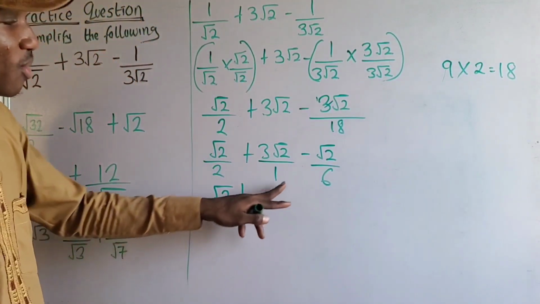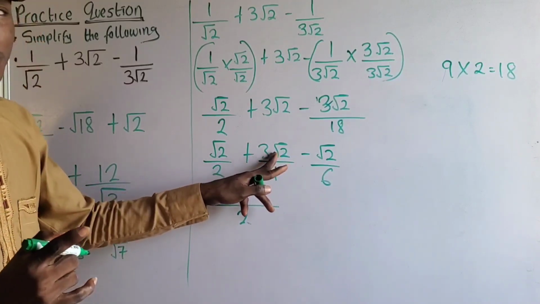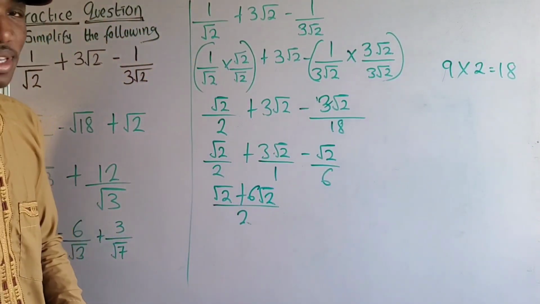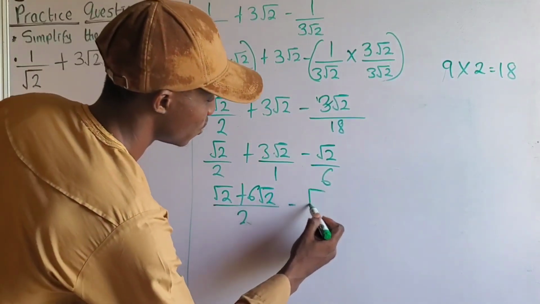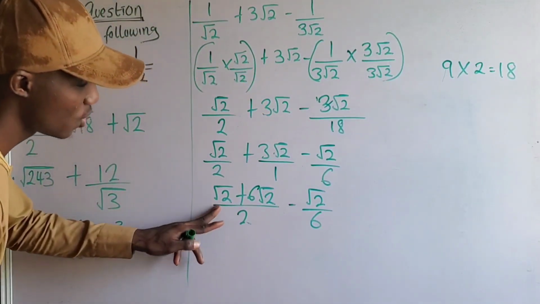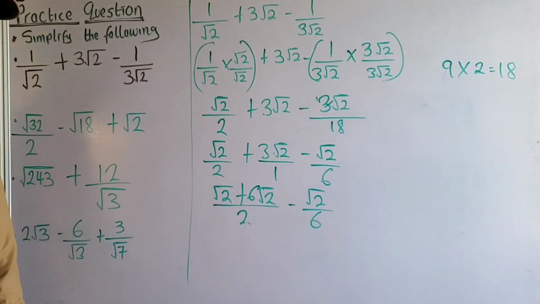Plus 2 divided by 1 is what? 2. 2 times 3 root 2, that is what? 6 root 2. Do you understand? Okay, minus root 2 all over 6. Do you understand? Okay, root 2 plus 6 root 2. What will be the answer?